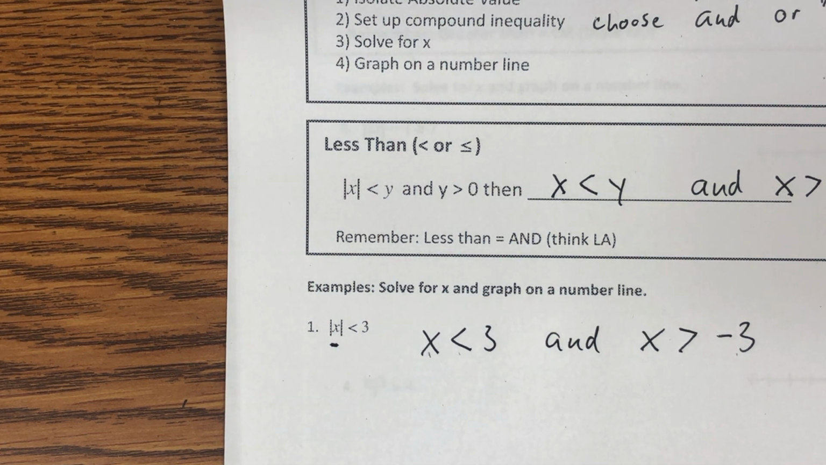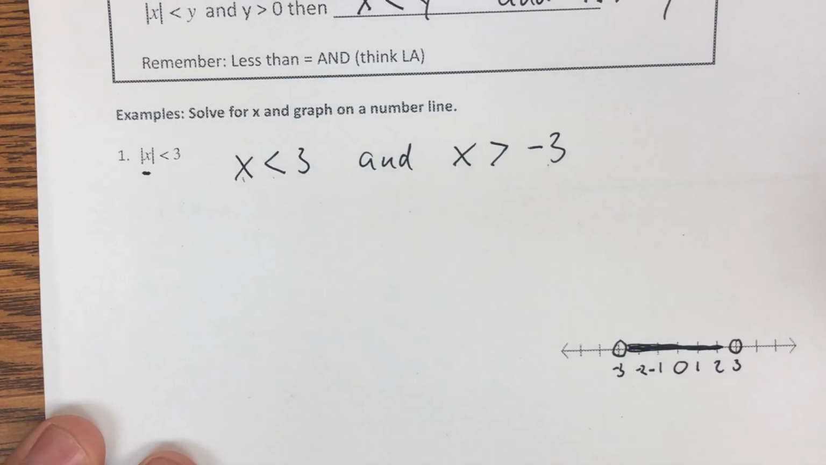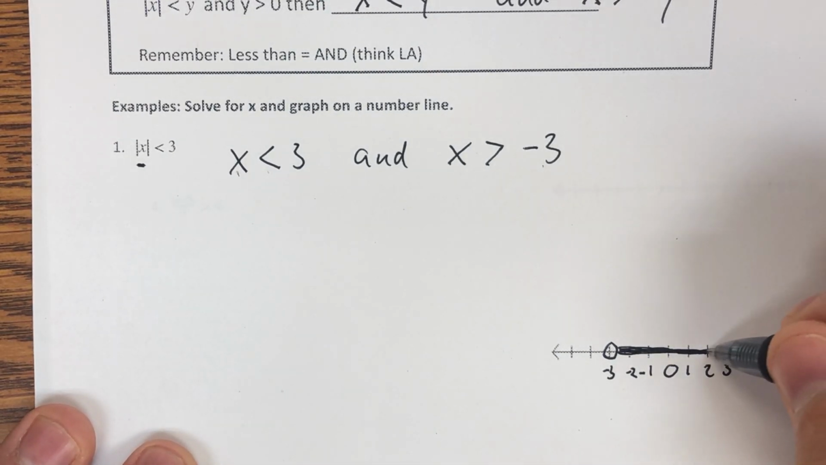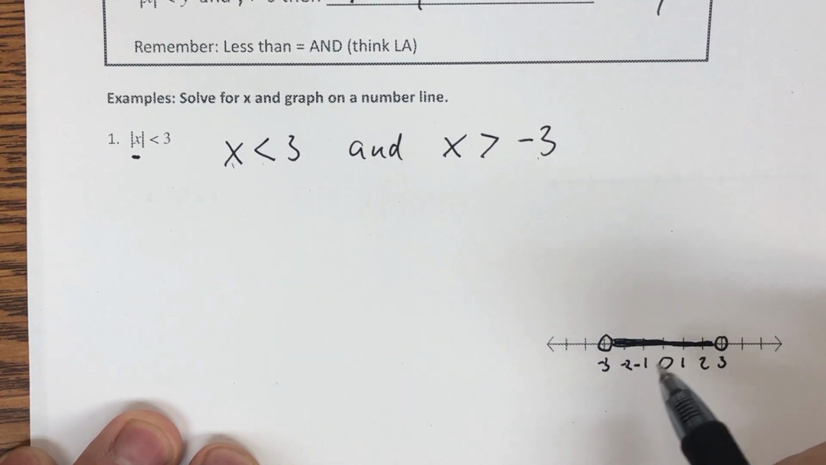X is less than 3, less than to the left. So again, I will shade in between. So all of my solutions are the numbers in between -3 and 3. I kind of didn't do a very good job of having this on the screen. I'm going to explain that one more time.